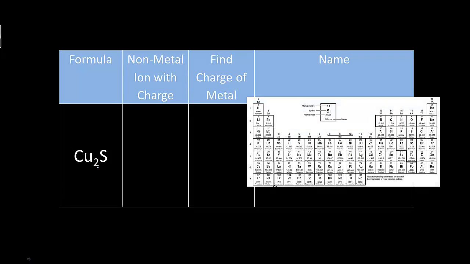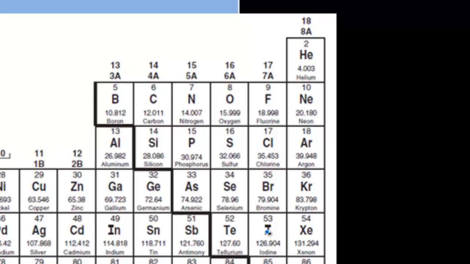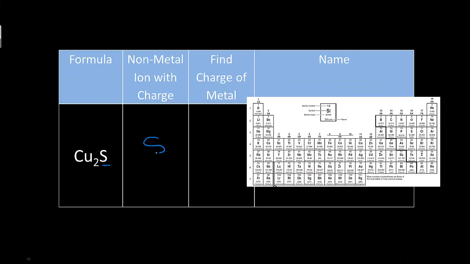Cu2S. We're going to find our nonmetal ion with charge first. Our nonmetal is this S, which is sulfur. It is in group 16, so it has a -2 charge because it's easier to gain 2 electrons, that's its oxidation number, than lose 6.